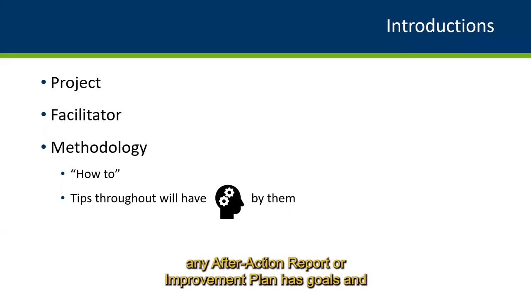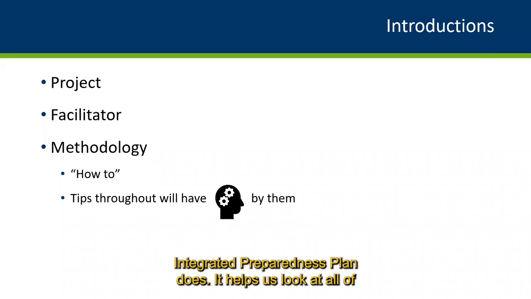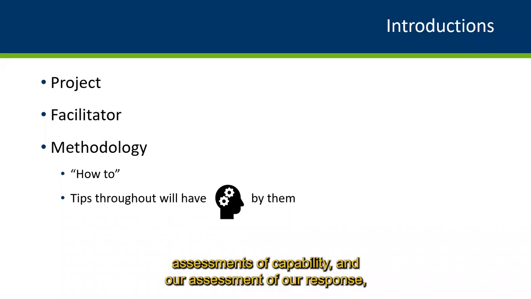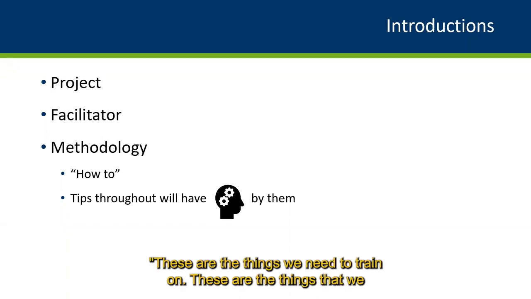And of course, any after-action report or improvement plan has goals and looks ahead into the future. And that's a lot of what the Integrated Preparedness Plan does, is it helps us look at all of our exercises, all of our responses, all of our assessments of capability and our assessments of our response, and try to roll that into a plan for the future to say, these are the things we need to train on, these are the things that we need to exercise, and these are the partner agencies we need to work with.